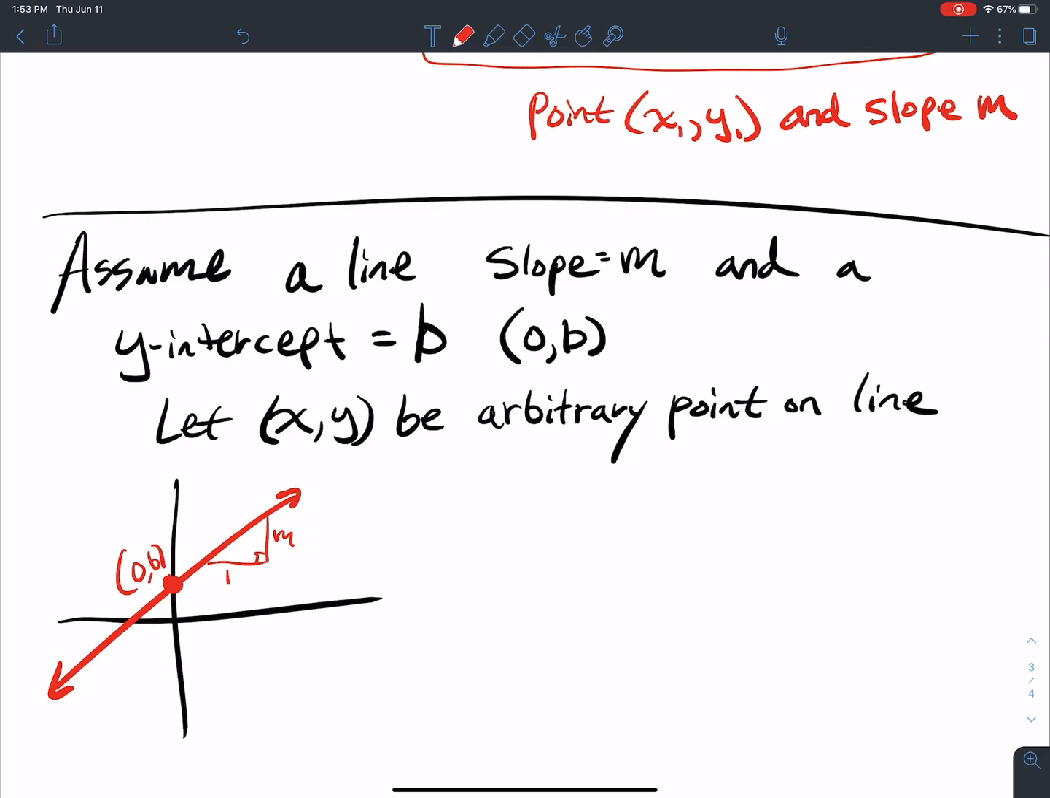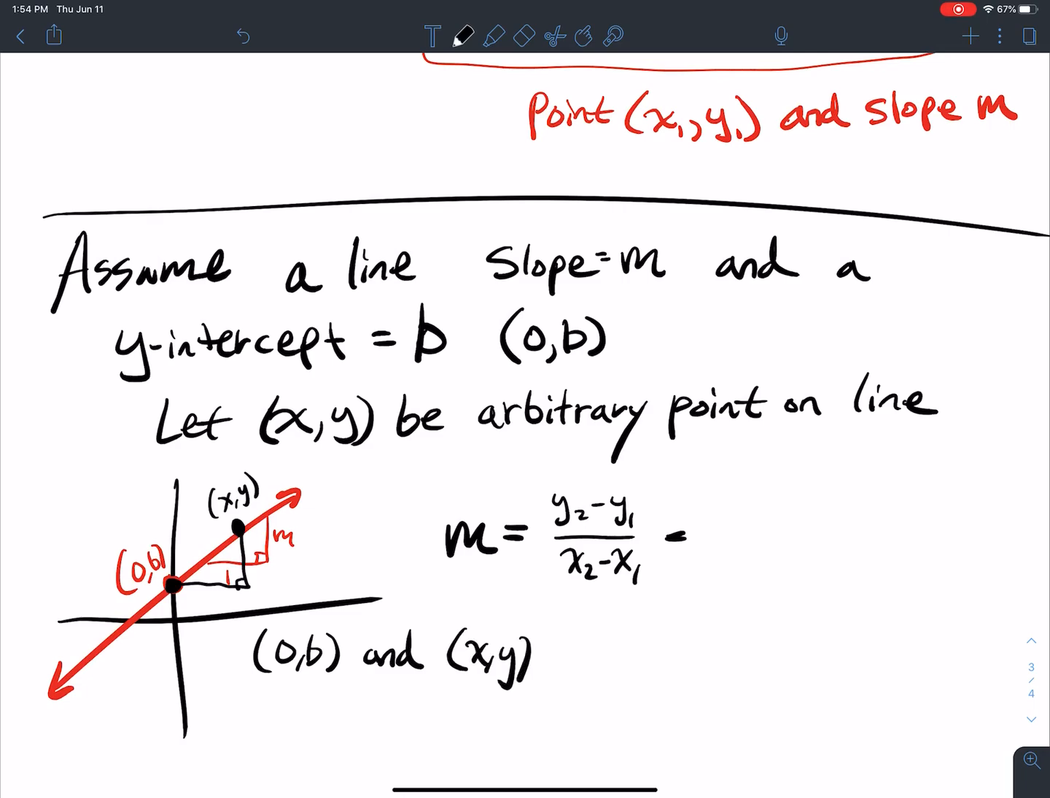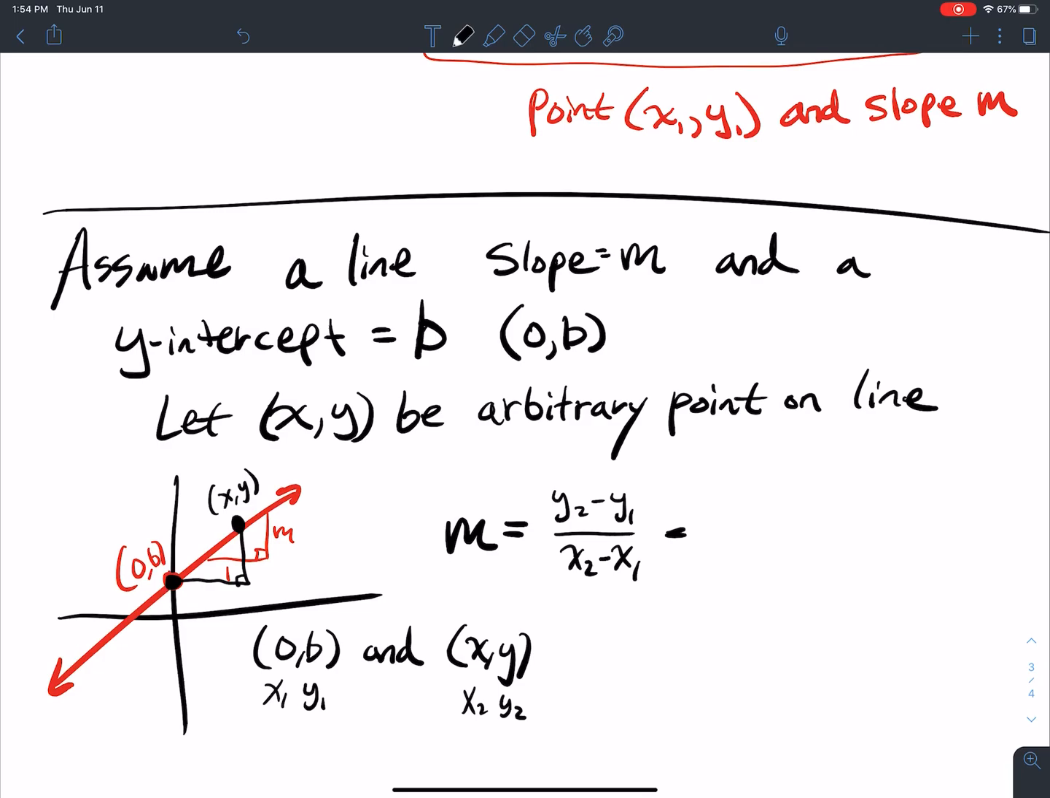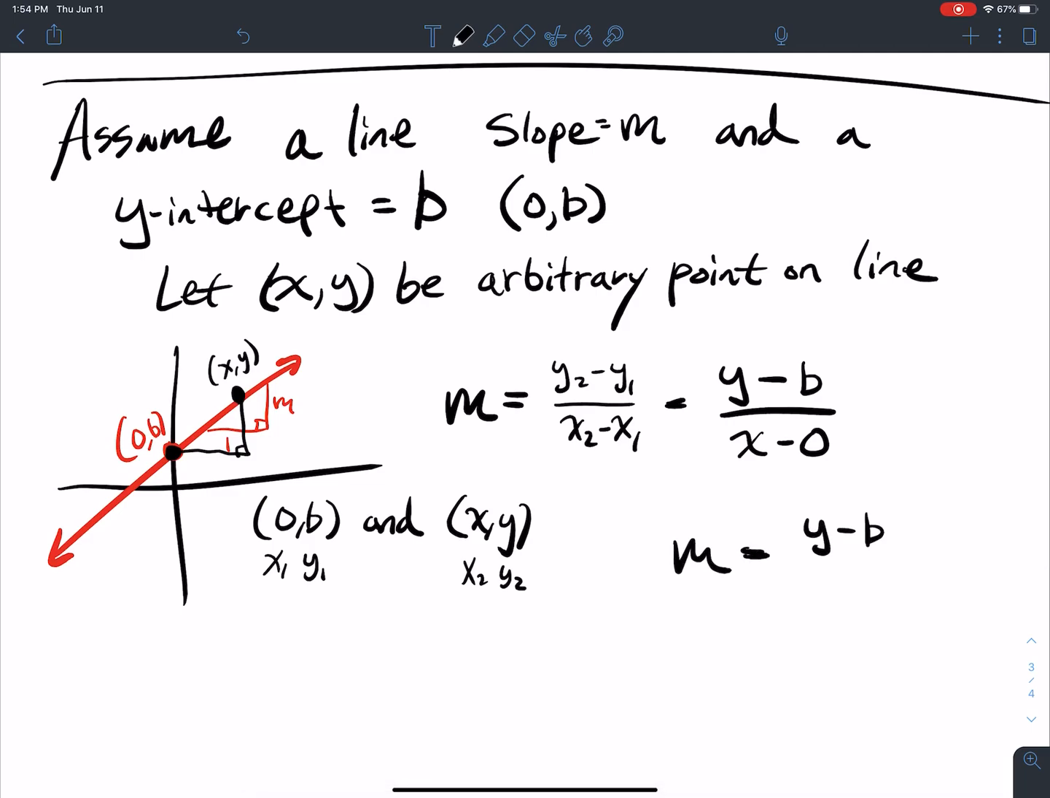So if I try to find the slope, well, say I take some arbitrary point, x comma y, the slope between the y-intercept and this point. So m is your slope. It's equal to y2 minus y1 over x2 minus x1. What are my points here? Well, my points are 0, b and x, y. So I'm going to replace x2 and y2 with x and y, and x1 and y1 with 0 and b. So this becomes y minus b over x minus 0. So I have m equals y minus b divided by x.